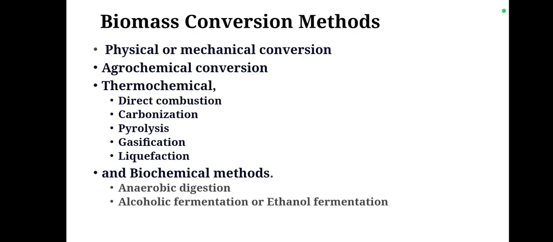So coming to the continuation of the biomass energy, the biomass conversion methods: how the biomass is converted by means of various types. The physical or mechanical conversion, agrochemical conversion, thermochemical conversion and biochemical methods. These are all the major classification methods which are used to convert the biomass. So we can discuss one by one.